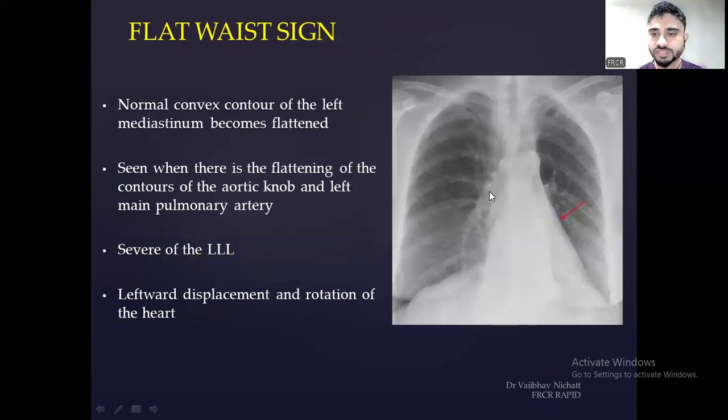What is the flat waist sign? This is the flat waist sign. As the name suggests, there is a flat waist. Normally, because of the aortic knuckle and pulmonary bay, there is undulation over there, and because of left lower lobe collapse, you cannot see that undulation, and that is the reason we call it the flat waist sign. Normally the convex contour of the left mediastinum becomes flattened in the flat waist sign, seen in left lower lobe collapse, when there is flattening of the contours of the aortic knob and left main pulmonary artery.